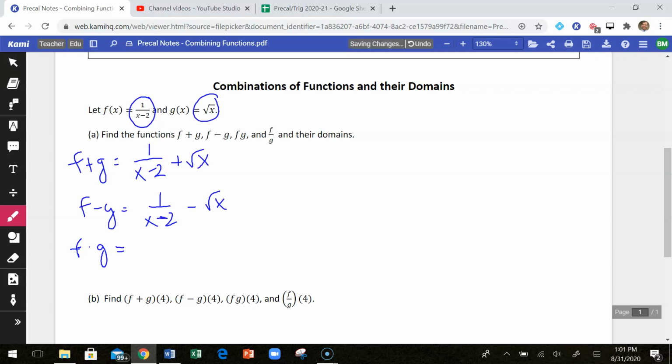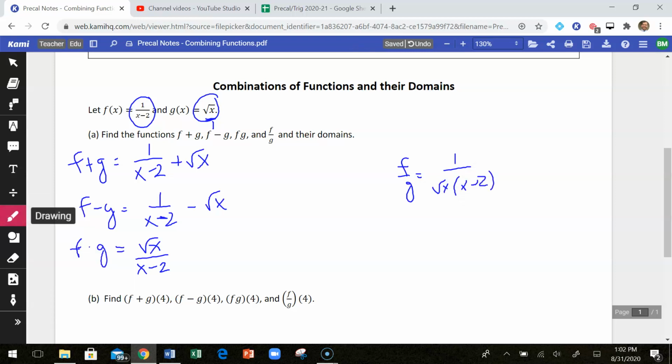F times g, if I take 1 over x minus 2 and multiply by the square root of x, I can think of this as the square root of x over 1. So that means the square root of x is going to go on top. So I'm going to have the square root of x over x minus 2. And then f divided by g, think of it as, instead of dividing by the square root of x, you're going to multiply by 1 over the square root of x, right? Dividing by the square root of x is like multiplying by 1 over that. So that's going to be 1 over the square root of x times x minus 2. I'm just going to leave it like that.